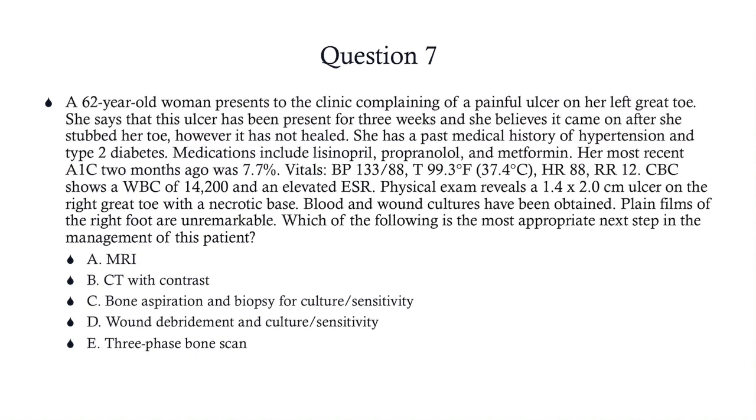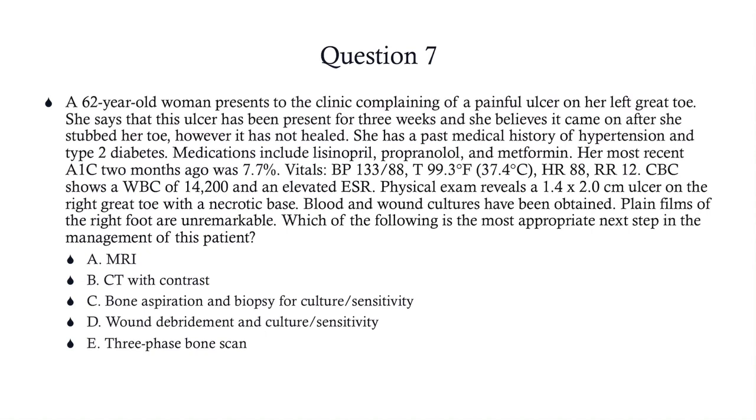Blood and wound cultures have been obtained. Plain films of the right foot are unremarkable. Which of the following is the most appropriate next step in the management of this patient? A, MRI, B, CT with contrast, C, bone aspiration and biopsy for culture and sensitivity, D, wound debridement and culture and sensitivity, or E, 3-phase bone scan.